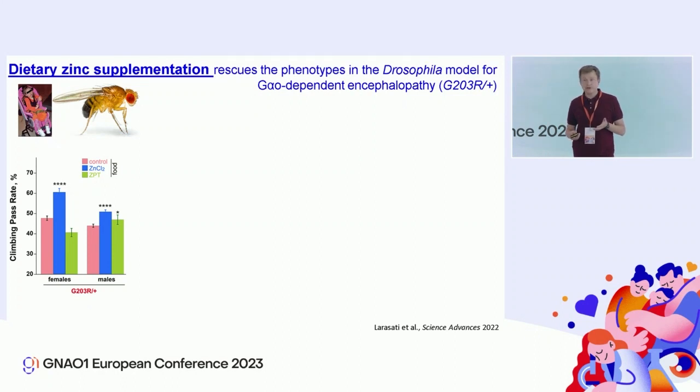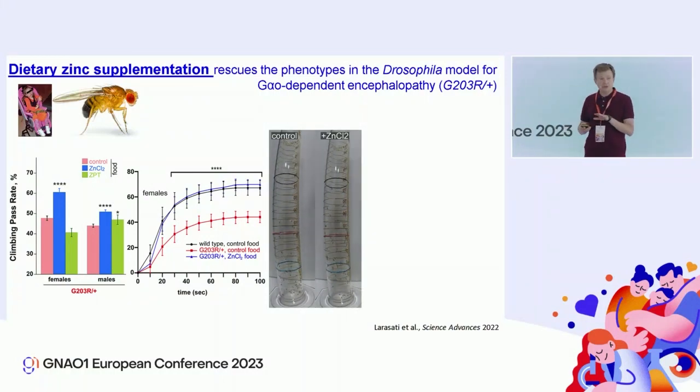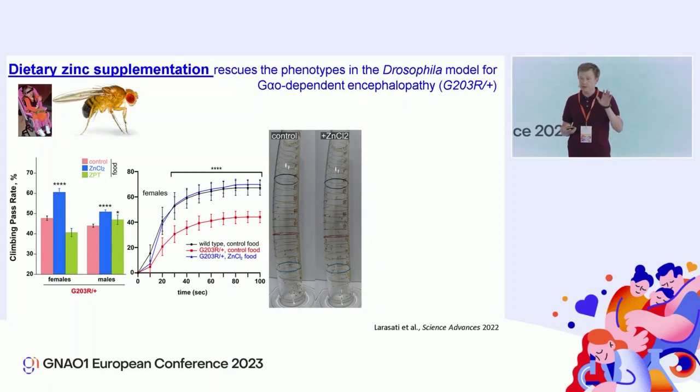Before answering the question, we wanted to test it in our model. So it works in vitro, in biochemical settings, in cells. Well, it also works in flies. So here in these tubes are mutant lines, the same mutant line, one raised on the control food and the other on the food supplemented with zinc chloride.